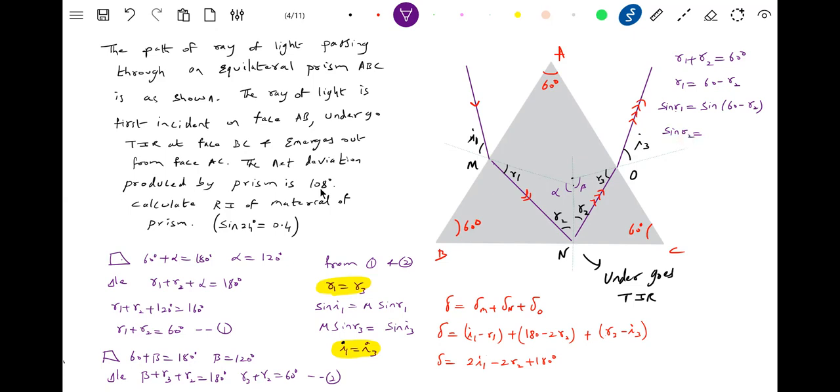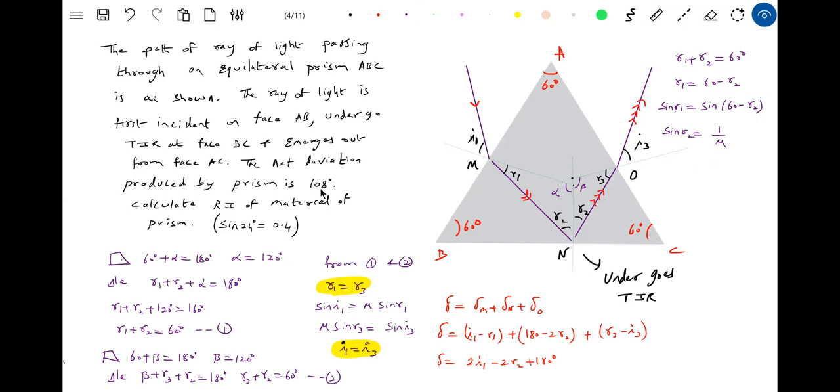Sine R2 should be equal to 1 by mu. From where did I bring this equation? Because the ray will undergo TIR here. So sine of critical angle should be equal to 1 by mu. Okay, this equation I brought.